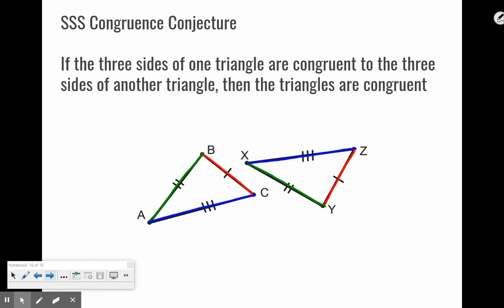So this is a shortcut. If we know all 3 sides, then we can say these 2 triangles are congruent. So now we can say triangle ABC is congruent to triangle XYZ because of side, side, side. That means all of the angles and all of the sides are congruent. I'd for sure have a picture written down in your notes.